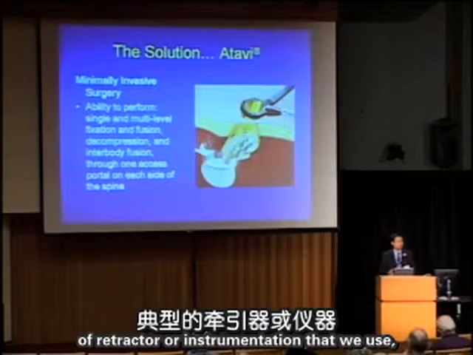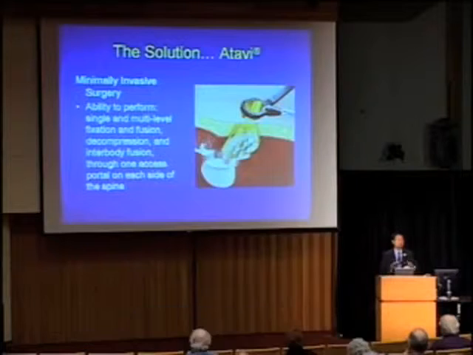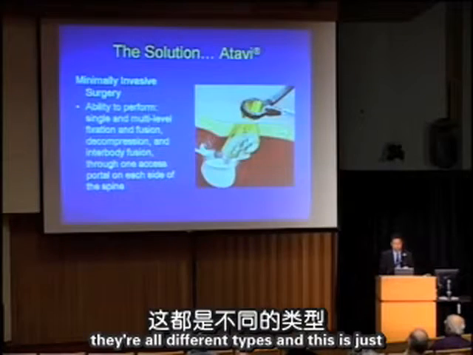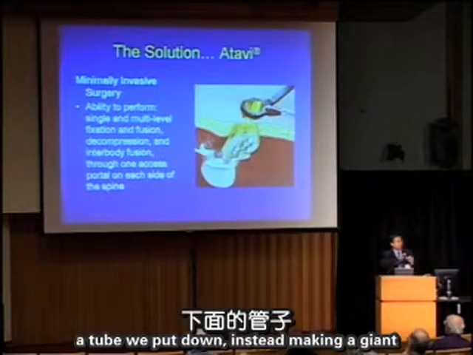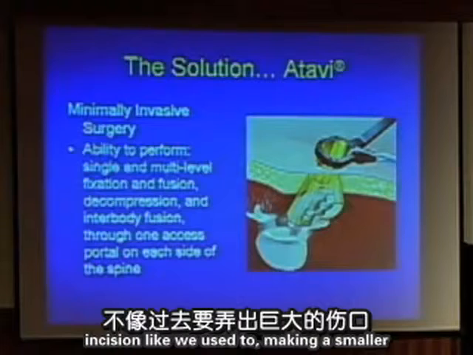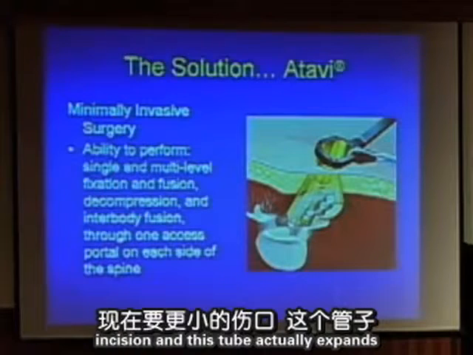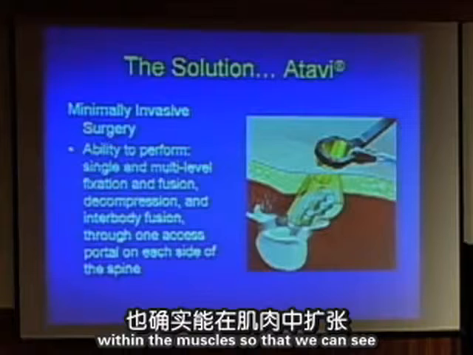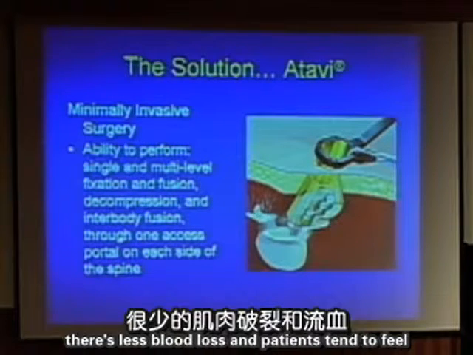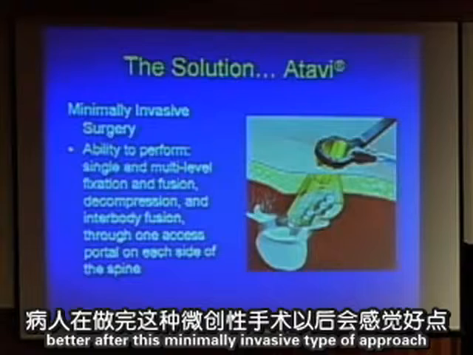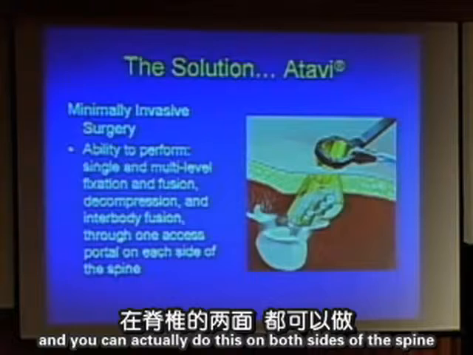One of the solutions, this is a specific type of retractor or instrumentation that we use. They're all different types, and this is just an example of one of the kinds we use, which is called a TAVI. And this is basically a tube that we put down. Instead of making a giant incision like we used to, making a smaller incision, and this tube actually expands within the muscles so that we can see through this tube. And there's less muscle stripping, there's less blood loss, and patients tend to feel better after this minimally invasive type of approach. And you can actually do this on both sides of the spine.